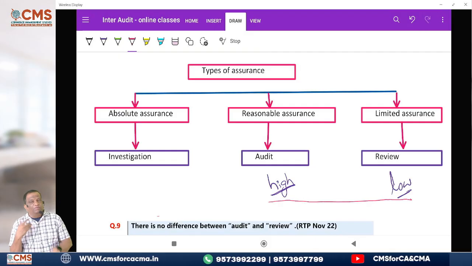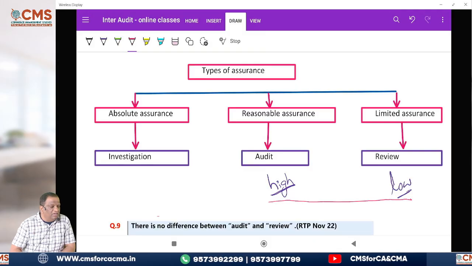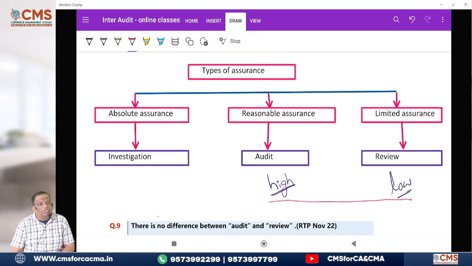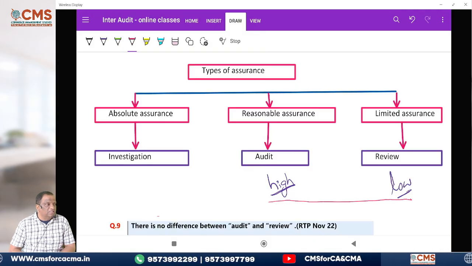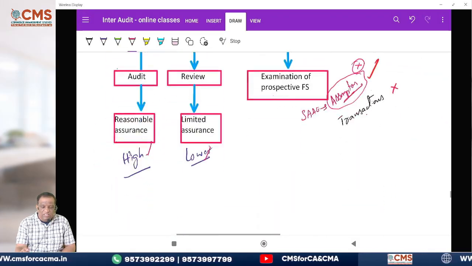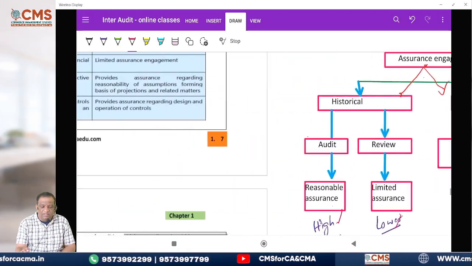Reasonable. And who would perform more procedures between reasonable and limited? Reasonable. That is, the auditor will perform more procedures than this one. The same point is what we discuss in the table.